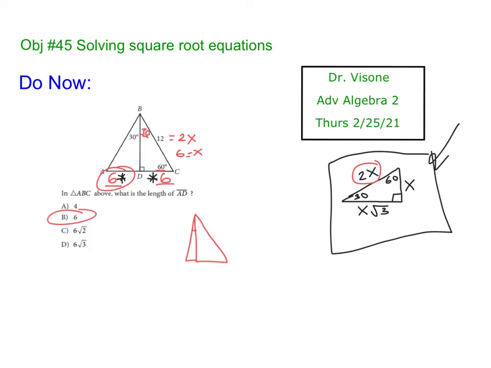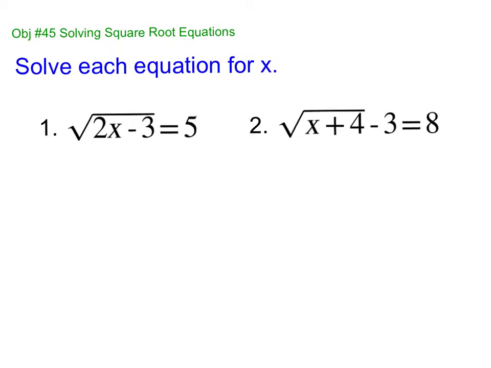Okay, that's it. More complicated would be if they asked for like BD, right? BD, you would have 6 root 3. Right? So it can get a little more complicated. Don't forget about that. Like, just having that picture made this significantly easier.